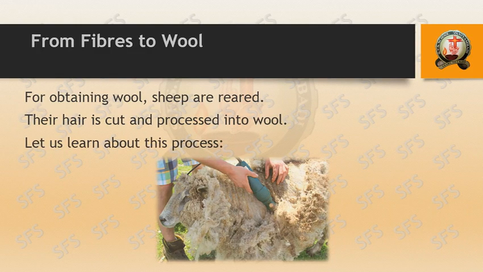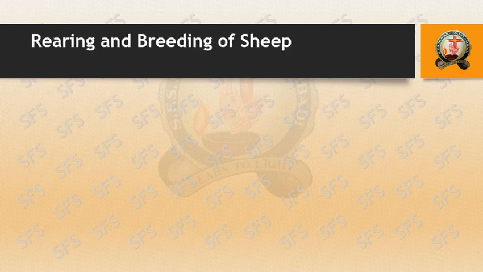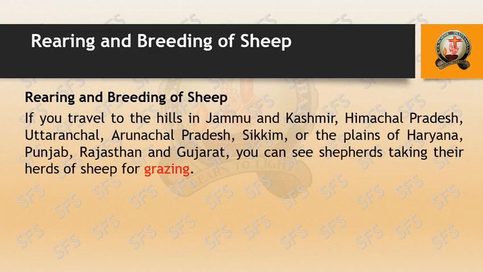So let us learn about this process in detail. Now, what is rearing and breeding of sheep? See, if you travel to the hills in Jammu and Kashmir, Himachal Pradesh, Uttaranchal, Arunachal Pradesh, Sikkim, or the plains of Haryana, Punjab, Rajasthan, and Gujarat, you can see shepherds taking their herds of sheep for grazing.